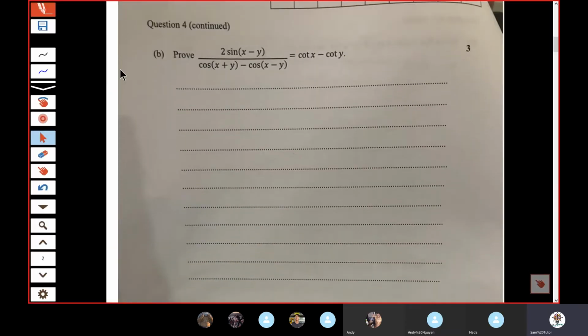Prove 2 sine x minus... Okay, nothing about it really. When I see this, I just think, just expand and fingers crossed. Here we go. I'm not going to really talk because I think you'll know what I'm doing.